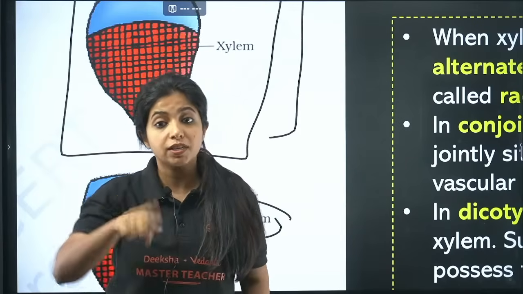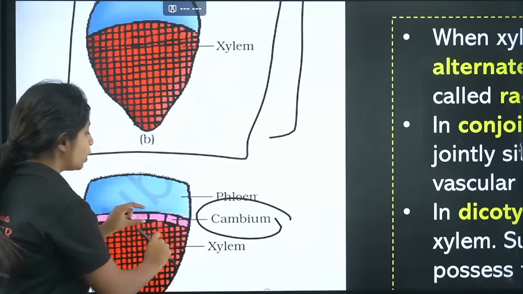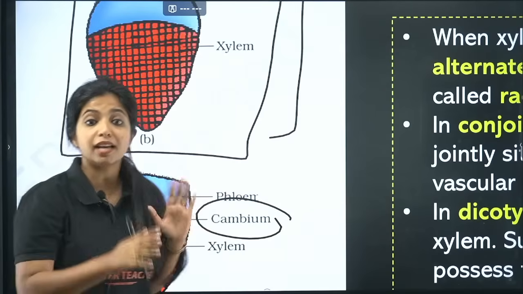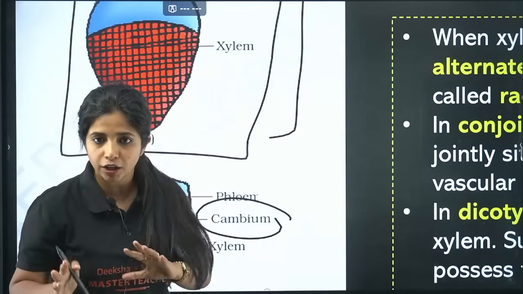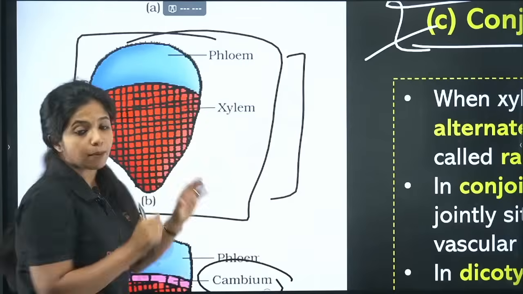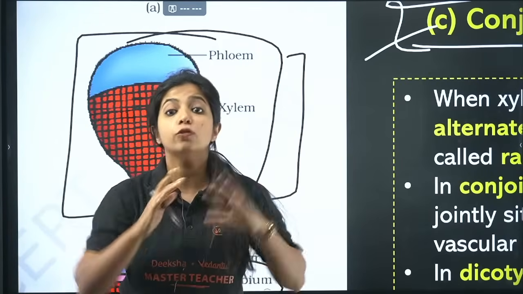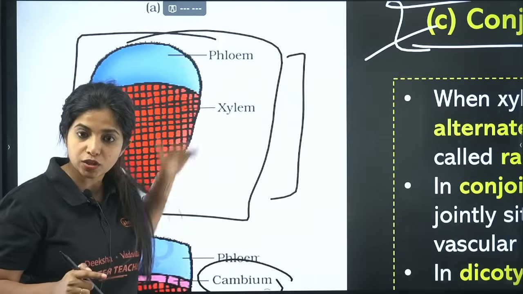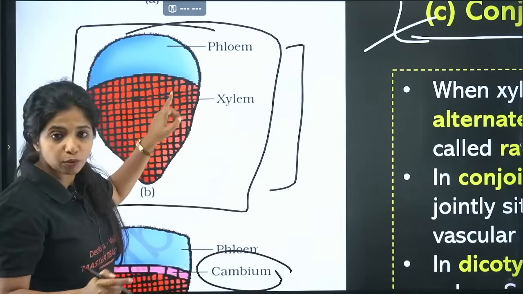Now how do you understand whether it's a dicot stem or a monocot stem? A dicot one will have a cambium. You call this an open arrangement, conjoint open arrangement. A monocot one will not have cambium, which is why you call it conjoint closed arrangement. So this is all stem: this is dicot stem, and this is going to be monocot stem.